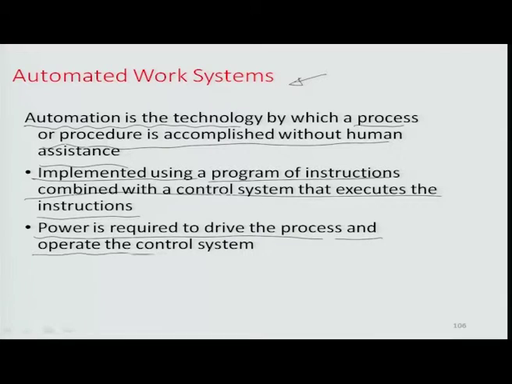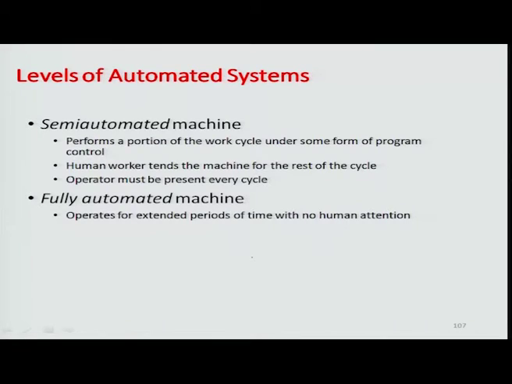Power is typically required to drive the process and operate such a control system. There are many examples of semi-automated and fully automated machines. If I look at the levels of automated systems, there can be semi-automatic machines which perform a portion of the work cycle under some form of program control. There is a human worker who tends the machine for the rest of the cycle, for example loading, unloading, or maybe even checking the tooling quality as well as the workpiece. The operator has to be there in every cycle, because unless his attention is there to start and stop the process, it won't work.